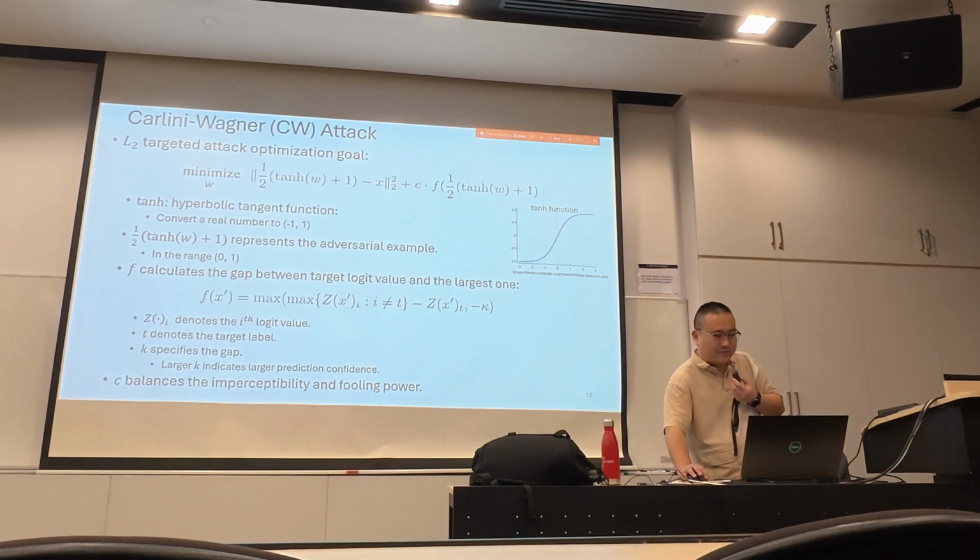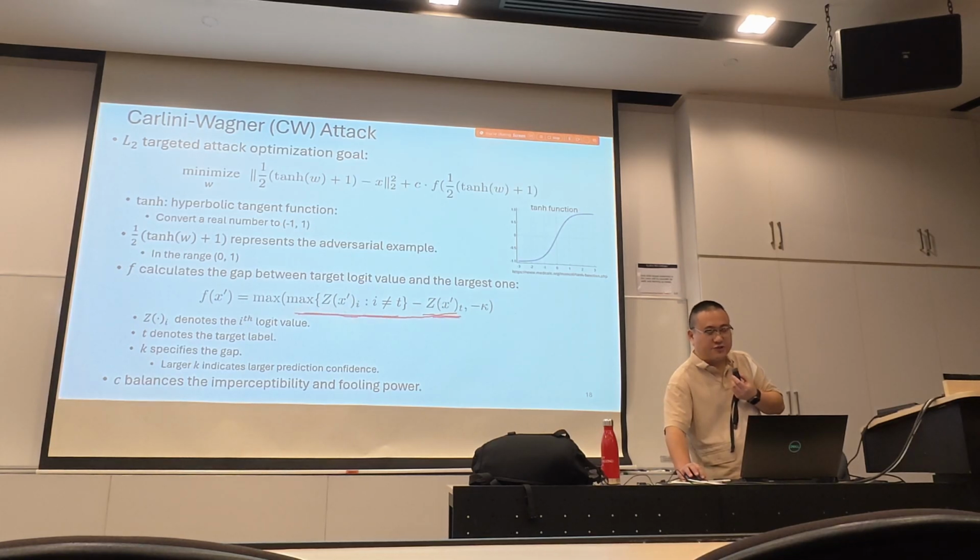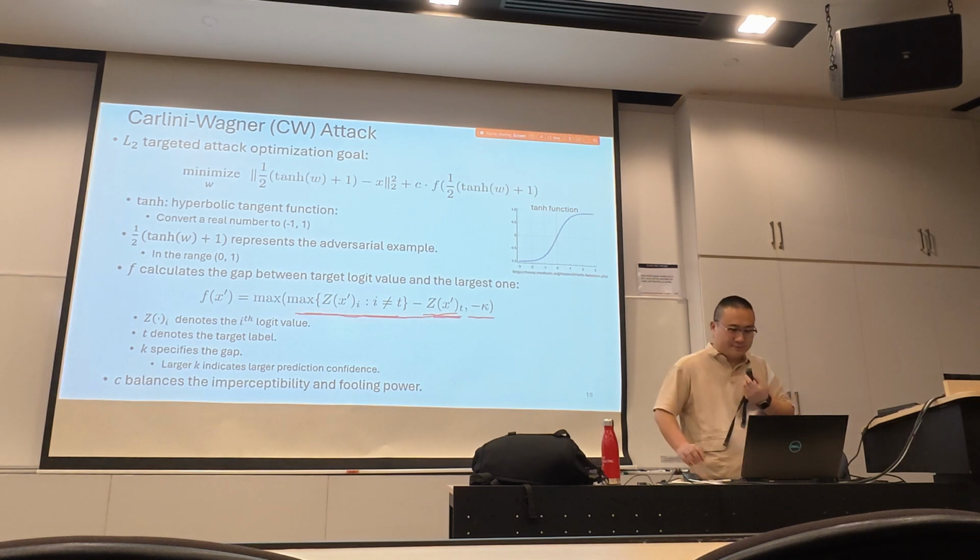So maybe the most confusing one is the double max function. To understand that, you need to split this formula into two terms. You look at the internal max and then the external max. For the internal max, we calculate the gap between the largest logit that is not the target logit, and the target logit. So we minimize the difference at the same time. We control it by a gap. So this is CW attack.